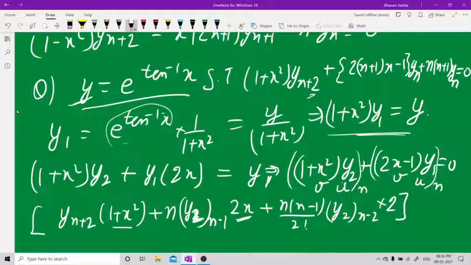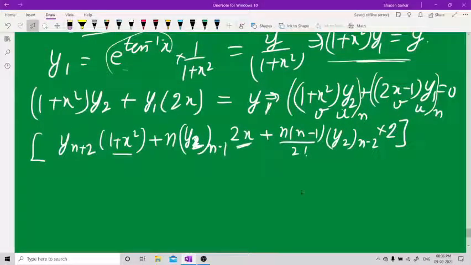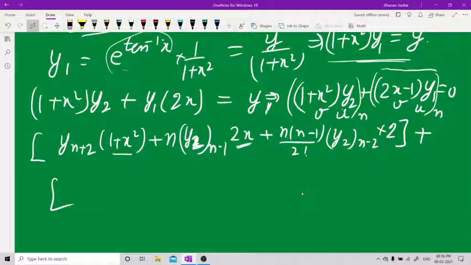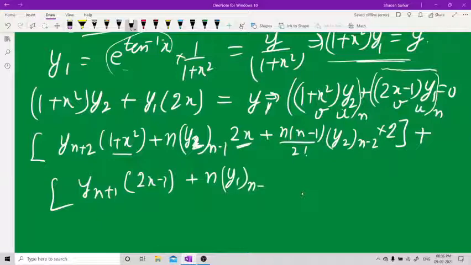This plus, let us write the plus here. Now the next part of this, that is, I'm doing this part. Now nC0 is 1, y(n+1), introduce (2x − 1). Now nC1 is n, then y(n−1)... I mean y(n), and differentiate this, you will get just 2. There is no need to differentiate further, and this is done, it is 0.